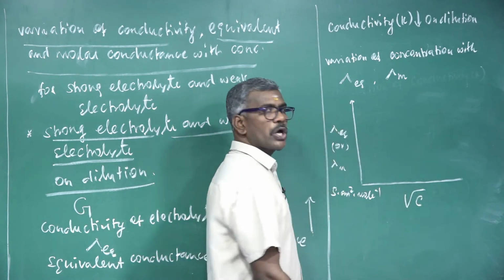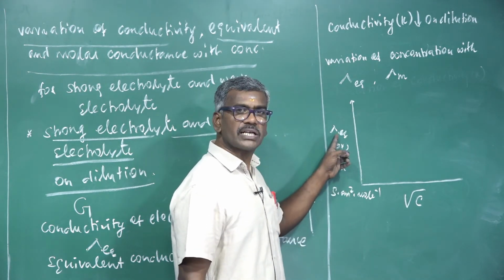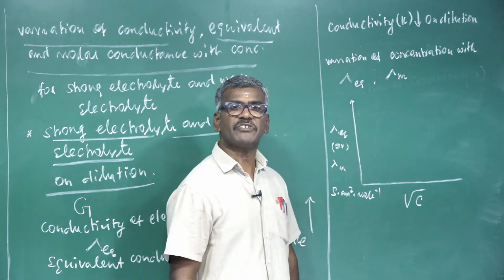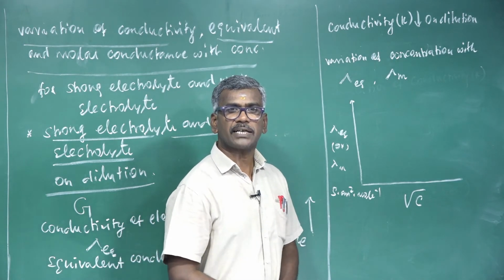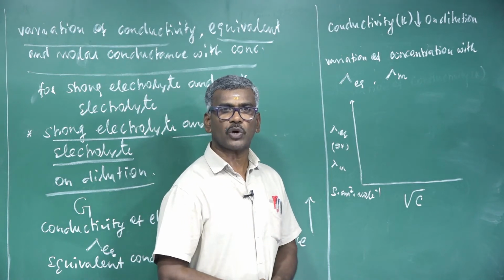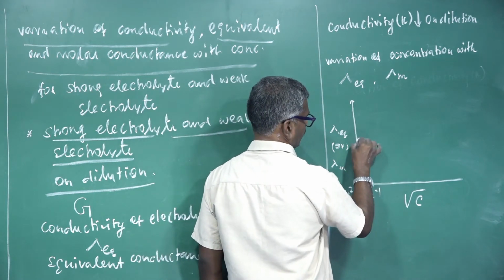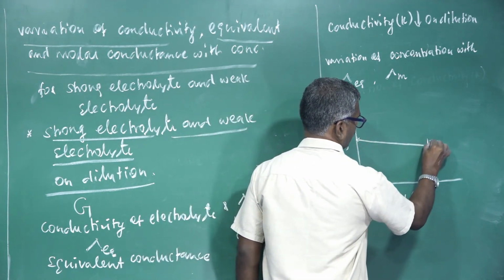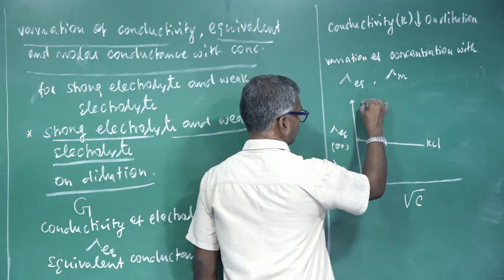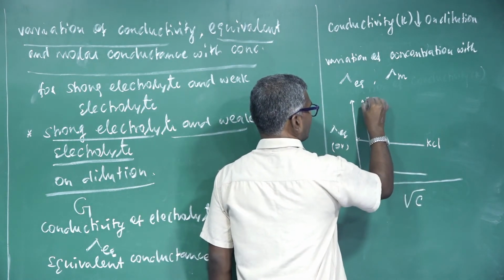Plot a curve between molar conductance or equivalent conductance versus the square root of the concentration. We can obtain different types of plot, depending upon the type of electrolyte. There are two types of electrolyte: one is a strong electrolyte, another is a weak electrolyte. KCl is a strong electrolyte. This one is a weak electrolyte.